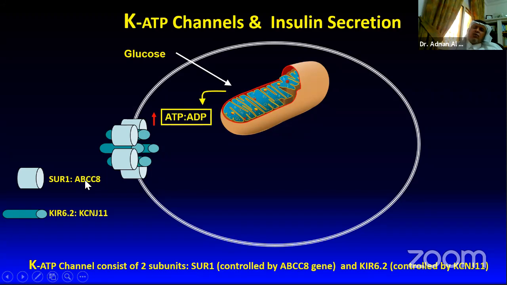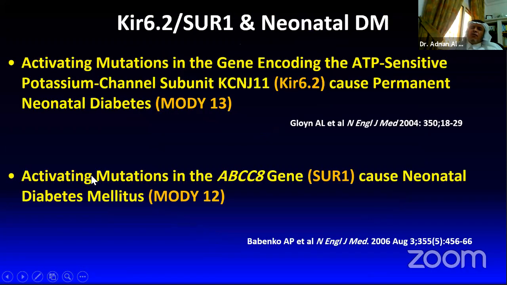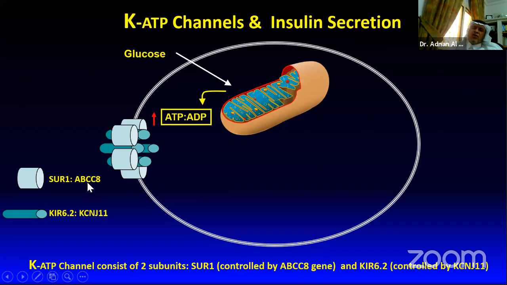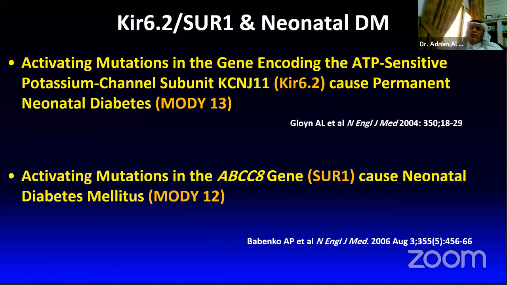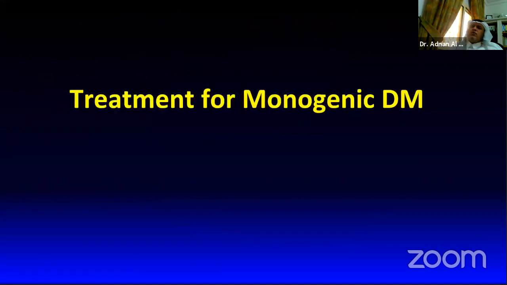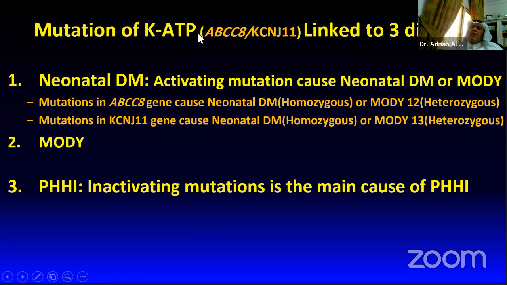Both are encoded by the ABCC8 gene, and the other one is encoded by the KCNJ11. So if there is a mutation of the ABCC8 or KCNJ11 gene, then it will cause neonatal diabetes, or what they call MODY12 or MODY13. So mutation of the potassium ATP channel, if it is an activating mutation, homozygous, then it will cause neonatal diabetes. If it is heterozygous, it will cause MODY12 or 13.